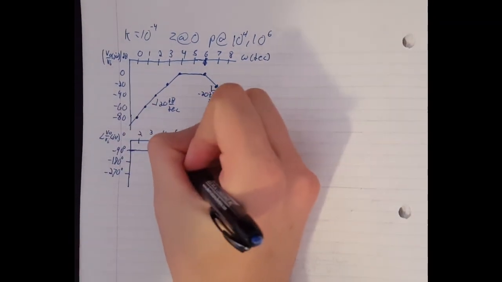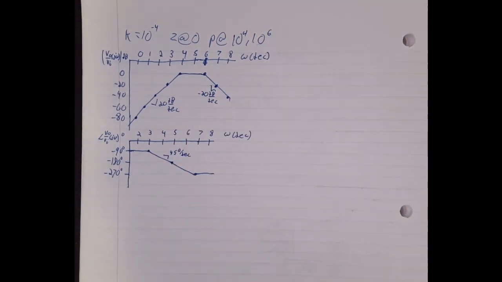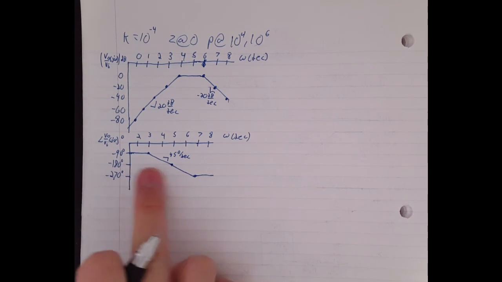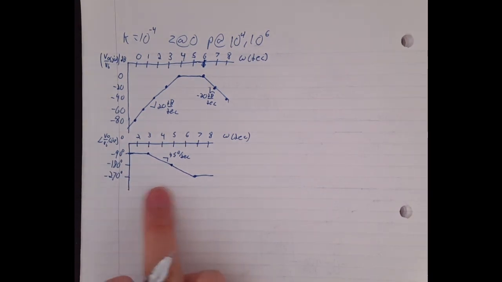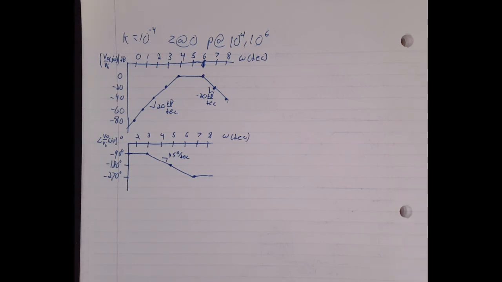So this is 45 degrees per decade. So you notice that the slope is the exact same as from example 1. It's just where it is on the scale is different. And that's because of the negative sign, which changes it by 180 degrees. And that's all there is to drawing Bode plots.